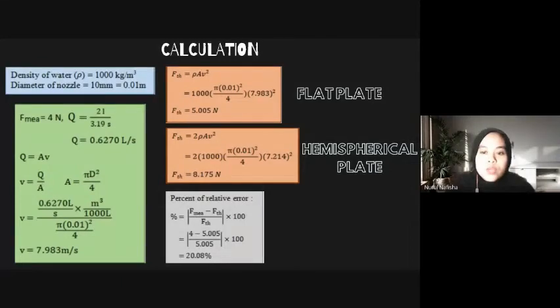Then we can calculate the percentage of relative error using the formula: measured force minus theoretical force, divided by theoretical force, times 100%. These calculations are repeated for each value of measured force for both the flat and hemispherical plates. Next slide.